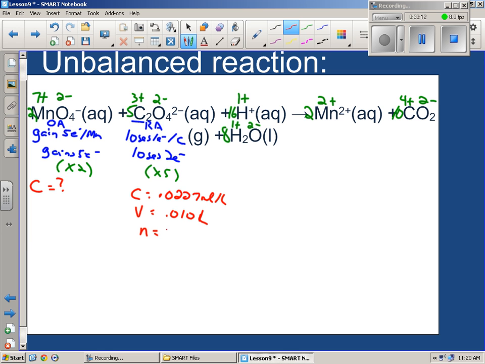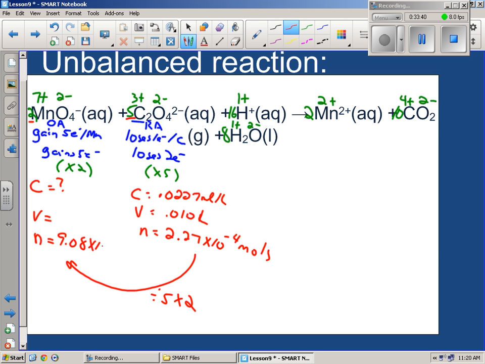Okay, so that works out to be, I'm going to do this in scientific notation here, times 10 to the negative 4 moles. I'm going to move that over to here. Okay, so when I do that, of course, this is a 5 to 2 ratio, 5 to 2, so divide by 5 times it by 2 there. Divide by 5 times by 2, and I get about here 9.08 times 10 to the negative 4 moles. Okay. Well, gee, if I want to find the concentration, I also need to know V, right?